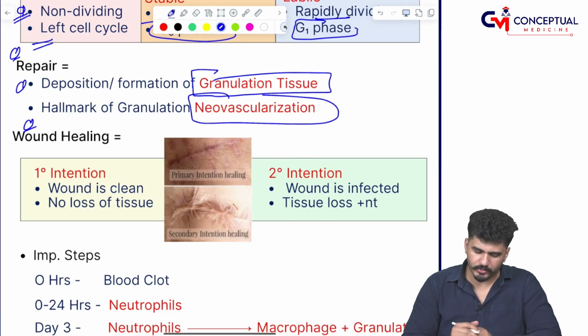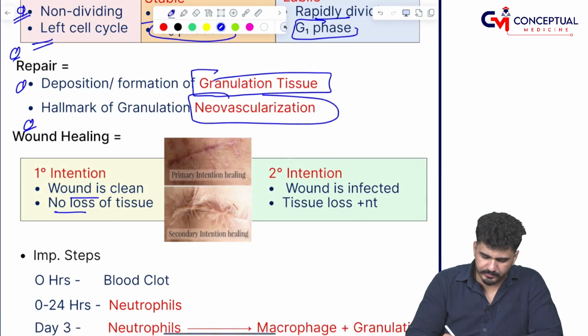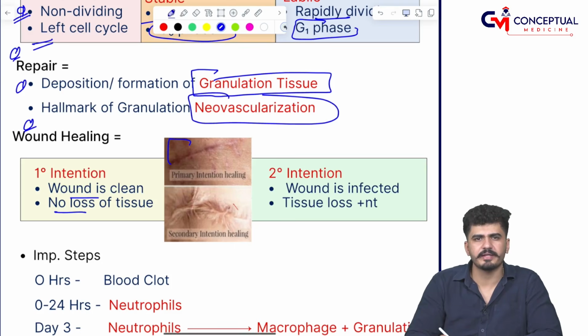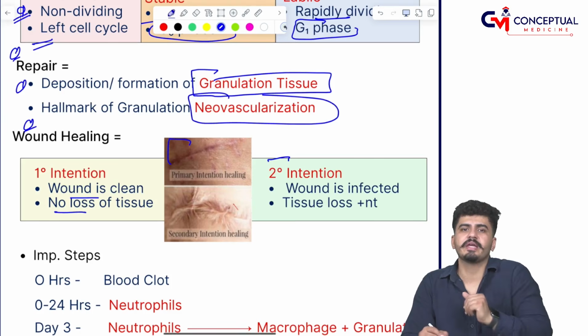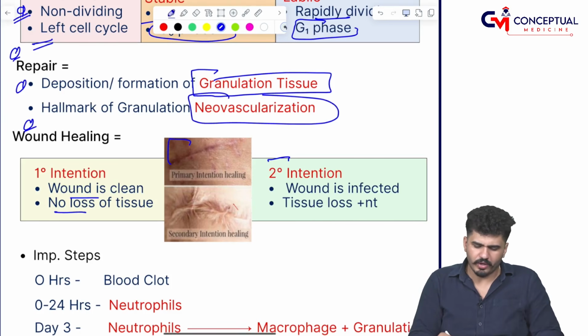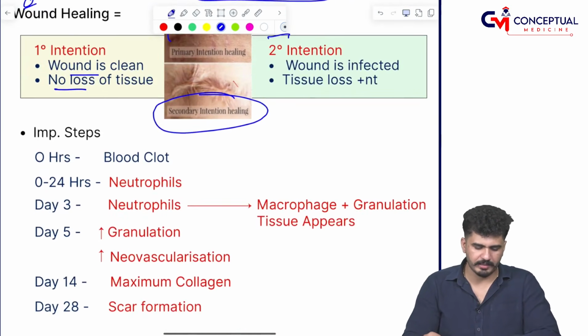Wound healing, if you talk about, sir, primary intention: no loss of tissue and the wound is clean. If you can see, this is primary intention healing, sir. Secondary intention healing is an infected wound healing where the tissue loss is also very much observed. Endometrium, yes, good example.